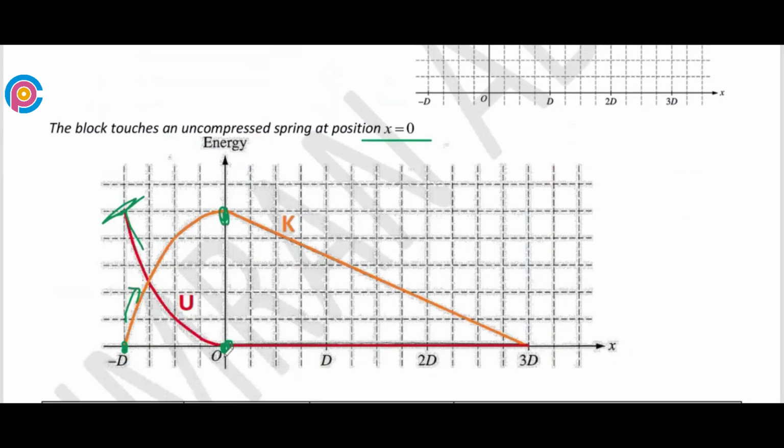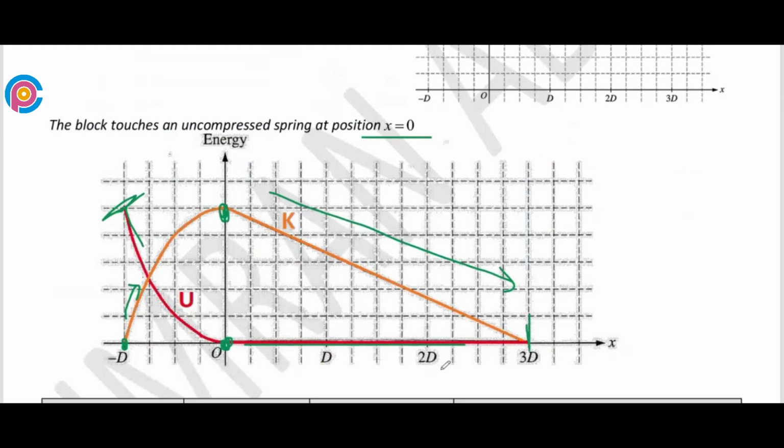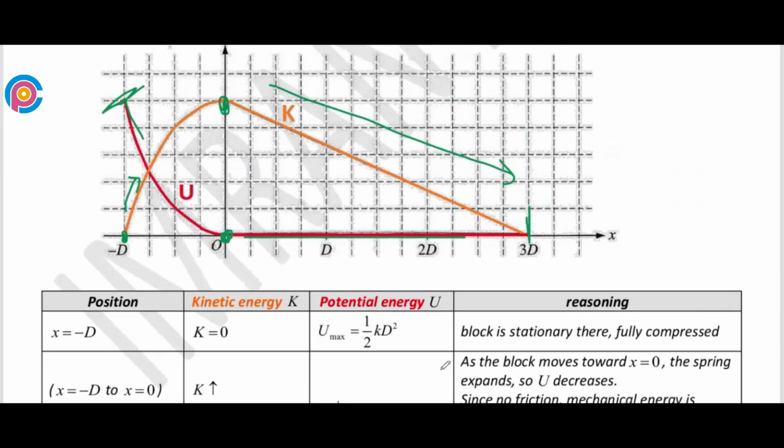After that, the mass is disconnected from the spring, so it doesn't carry any potential energy. But it is moving on a rough surface, so the kinetic energy decreases gradually. At the end, it comes to rest. Okay, step by step, this is the graph.